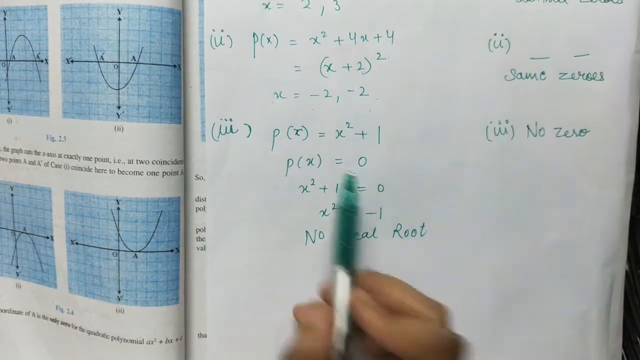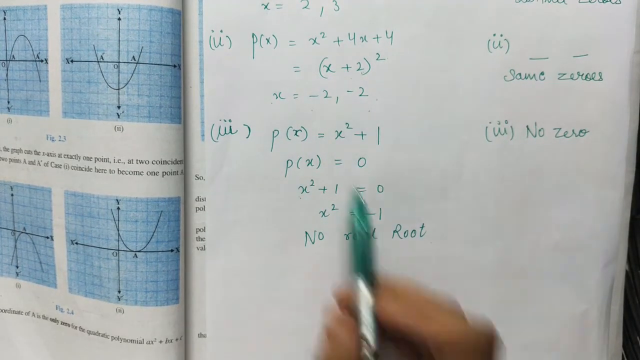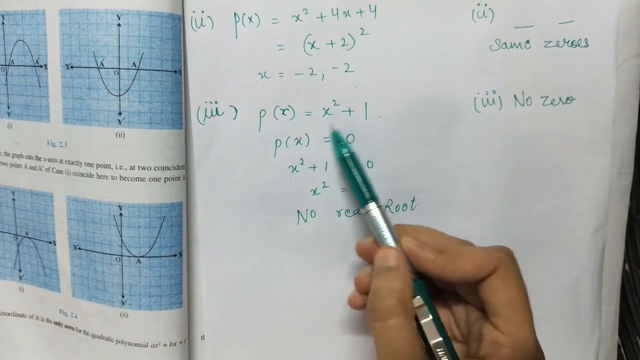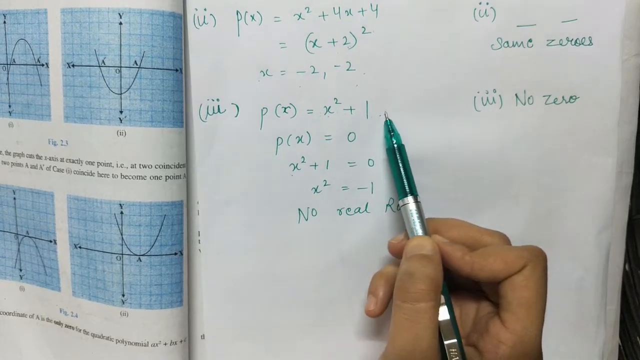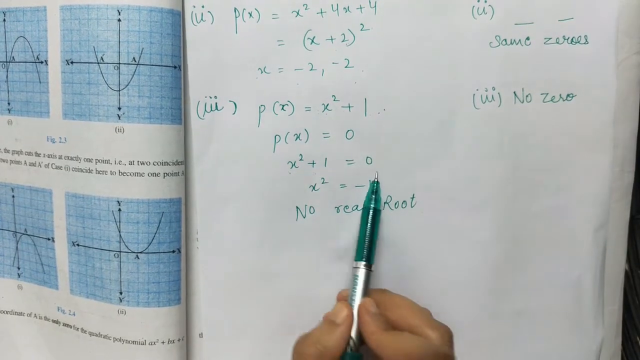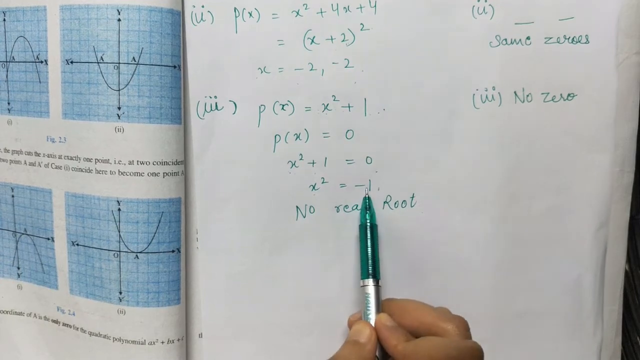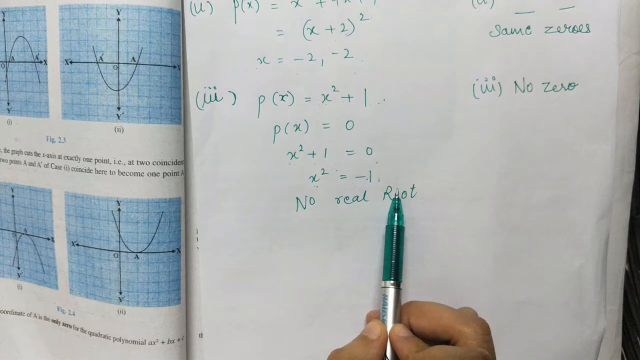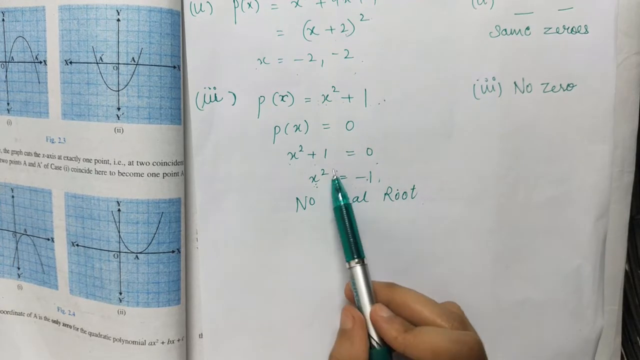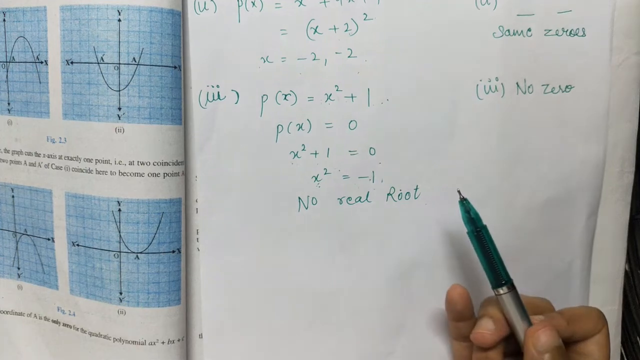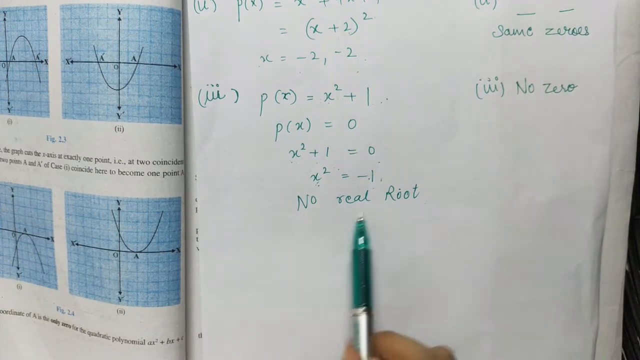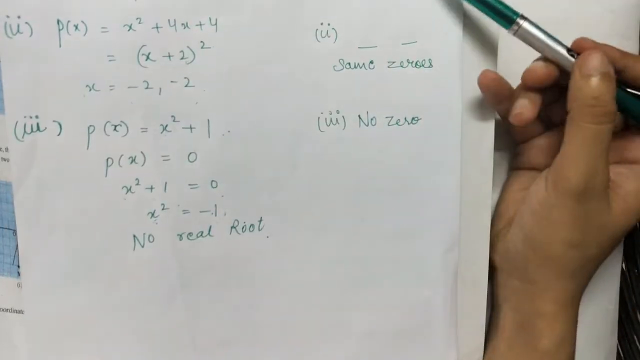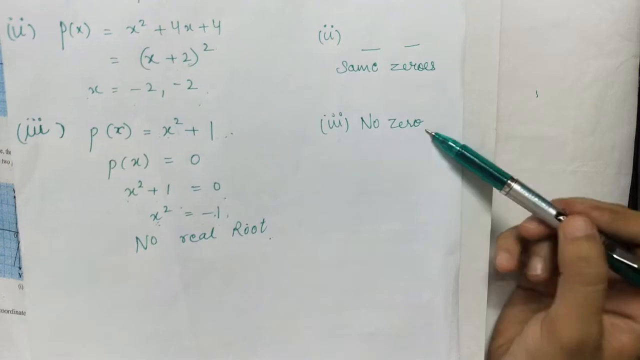And in the third case, you may not have any zero, like in the quadratic polynomial x square plus 1. You will not get any x for which this polynomial becomes 0. x square plus 1 is equal to 0, x square is equal to minus 1. Is there any number whose square is equal to minus 1? No, because on squaring a number you always get a positive quantity. So there is no real root for this type of polynomial. So there will be 3 cases in the quadratic polynomial: distinct zeros, same zeros, and no zero.